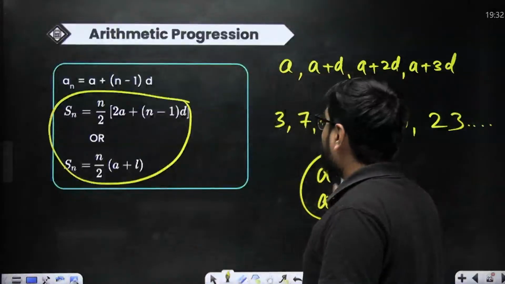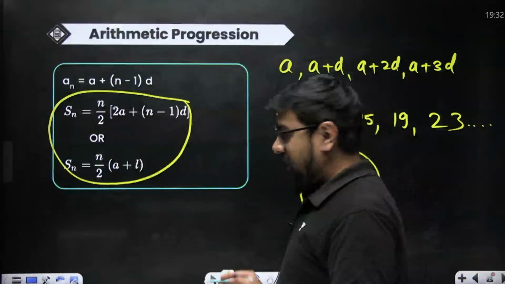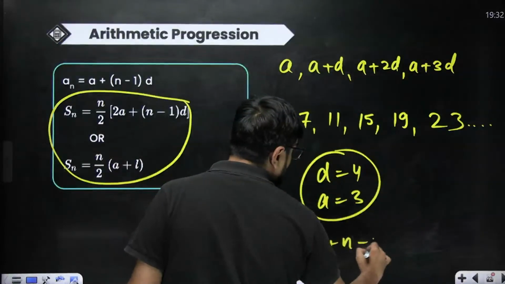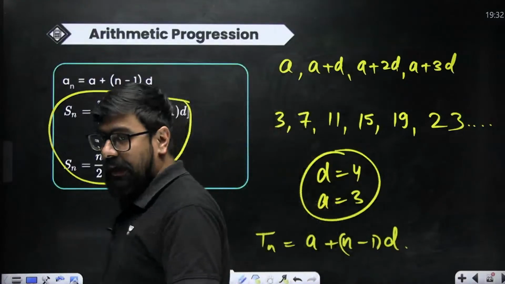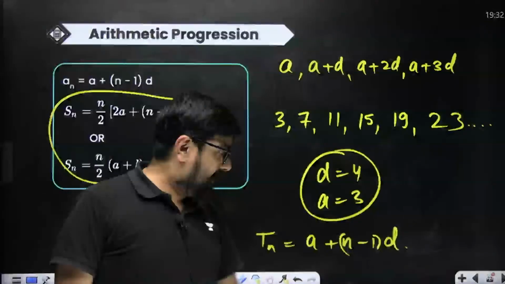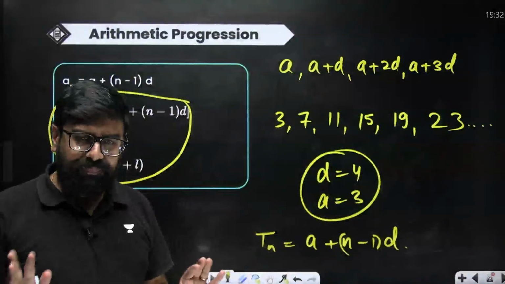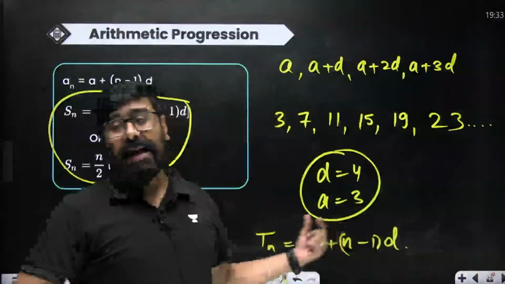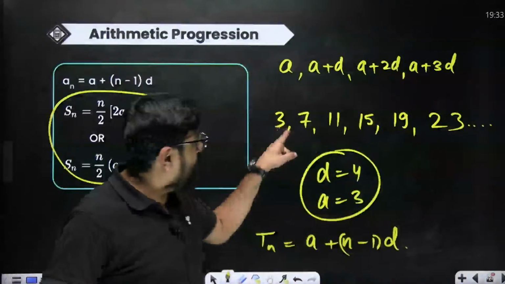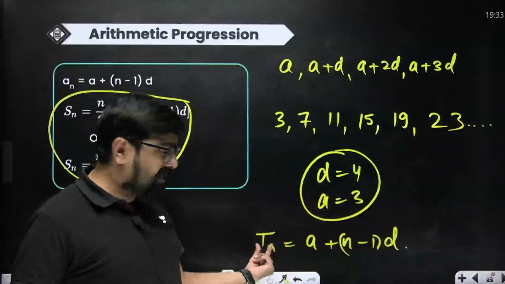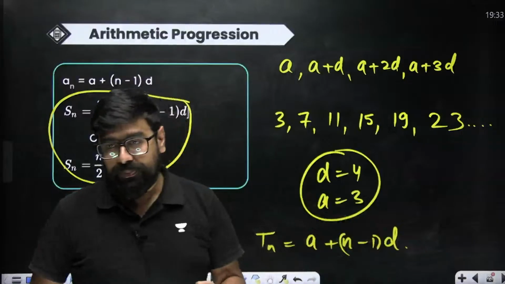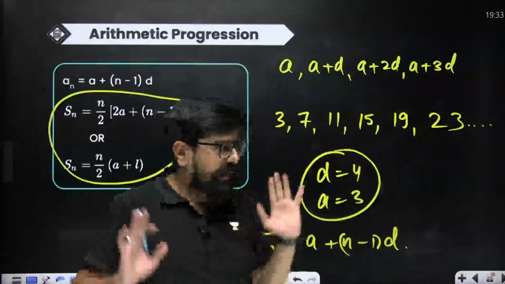So a and d, understood, right? This is how it works. So any general term is a plus n minus 1 into d. What is a over here? The first term of the AP. d is the common difference. a and d can be any real numbers. n has to be a natural number, n is the term number. For example, if I want the sixth term of this series, T6 will be 3 plus 6 minus 1 into 4, so 23 would come. This is what we learned.